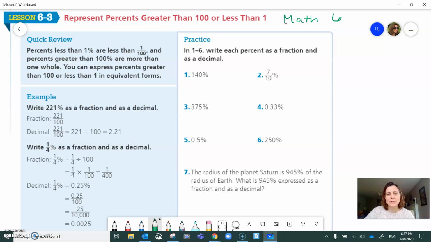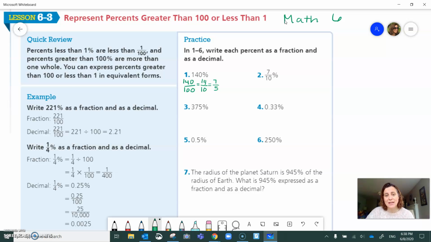So 140% is 140 over 100. And that number can reduce. You can do it step by step. I know that both of those are divisible by 10. That would make it 14 over 10. And 14 and 10 both are divisible by 2, so that would make it 7/5. So 140% as a fraction is 7/5.